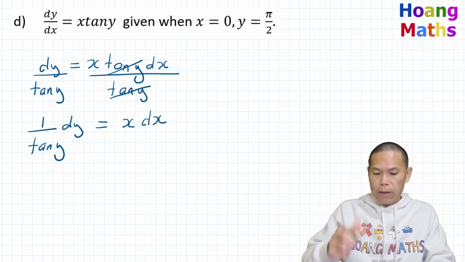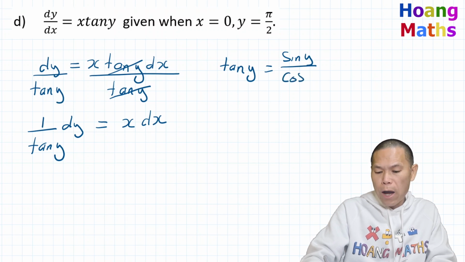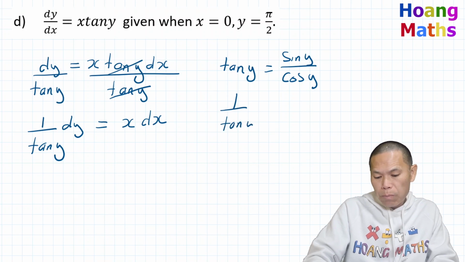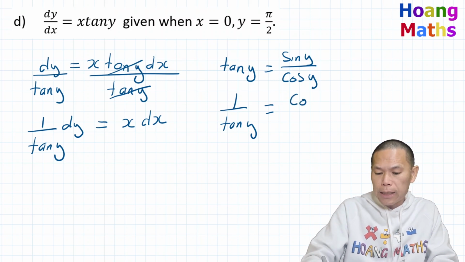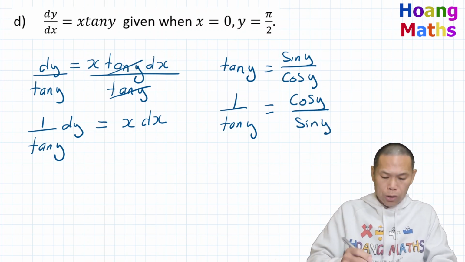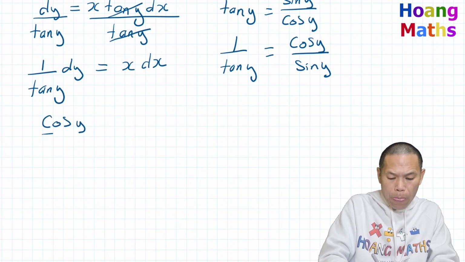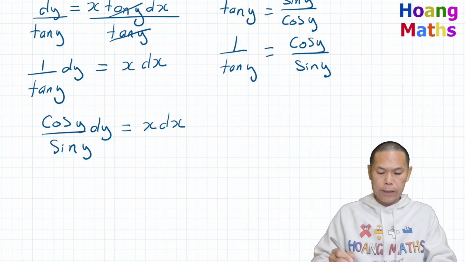And do not forget, we know that tan of y is sine of y over cos of y. But then 1 over tan of y, because we flip the left hand side, we do the same thing on the right hand side. This is exactly the same as cos of y over sine of y. So now cos of y over sine of y dy is x dx. So there you go.